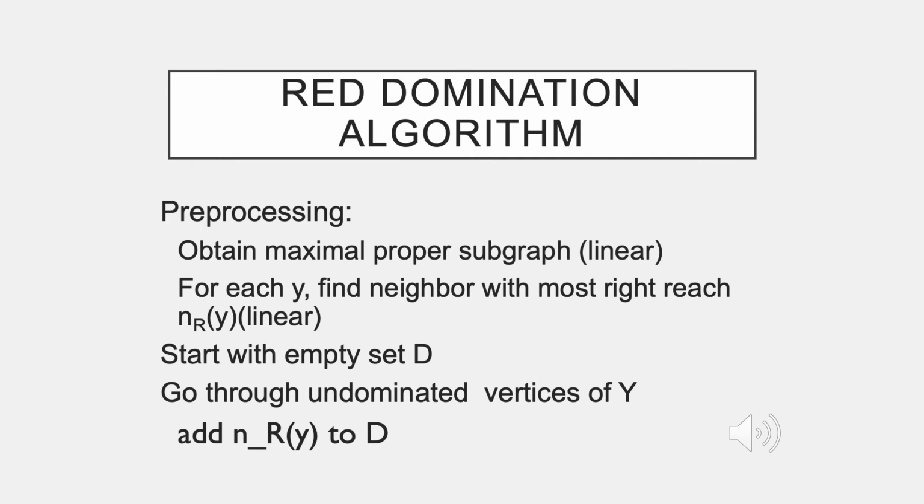Once we have gone through all vertices of Y, all vertices of Y will now be dominated by vertices in D. Given the neighborhood array N that represents the graph, those steps can be done in time linear in the number of vertices in the graph.